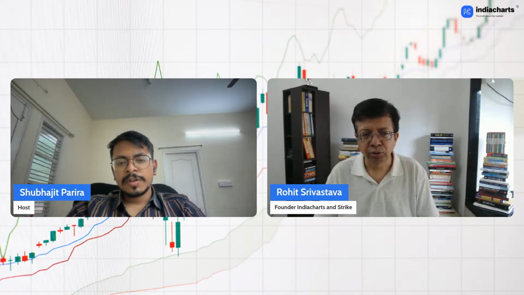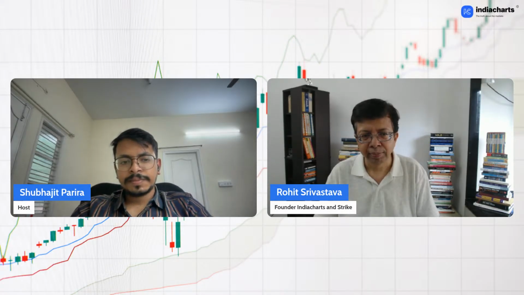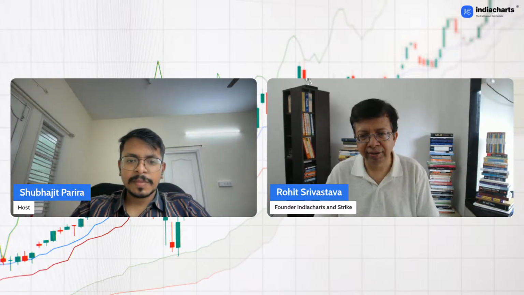We are improving Strike to be able to do it faster and quicker, so that you can get these results at a click of a button rather than having to do a little bit of scanning. But the scanners are there to do the technical scan, find the stocks that are performing, then do the fundamental scan on those stocks, and there you are.